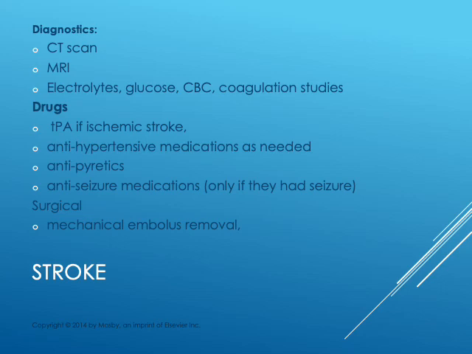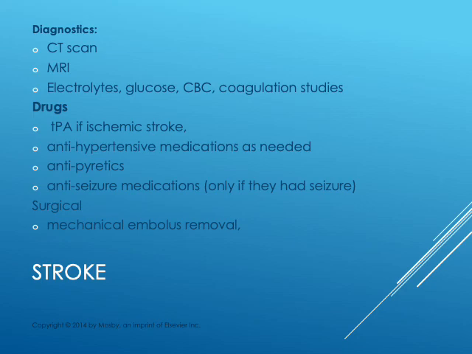TPA may be given if it's an ischemic stroke. So TPA, tissue plasminogen activator, and that will thin out the blood for clots. You have to do a risk score, so you're going to look at them and see if they've had any recent surgeries, any recent trauma, things like that. You will have a list of all the things that would be contraindications. You may have to give antihypertensive medications as needed, antipyretics, anti-seizure, and things like that.